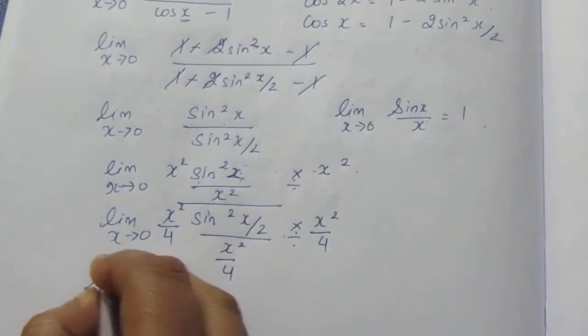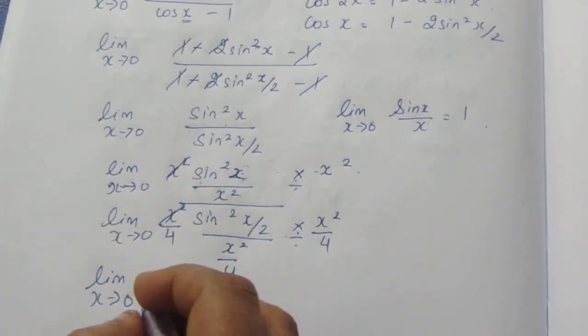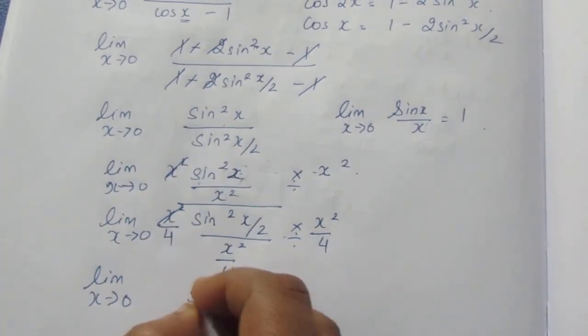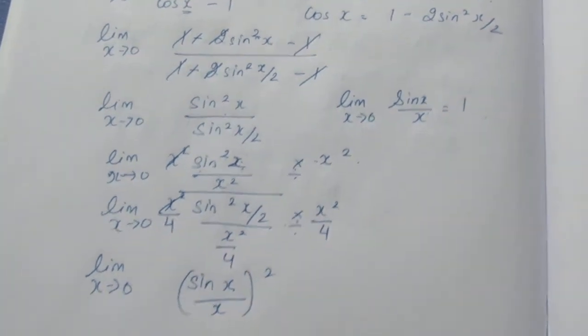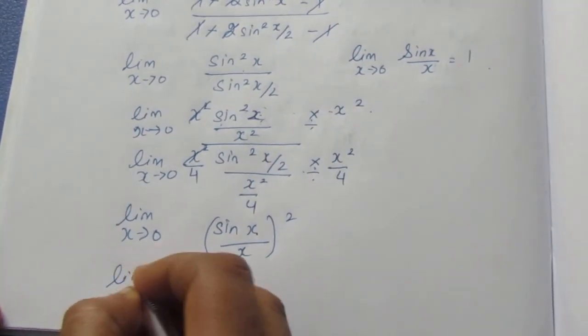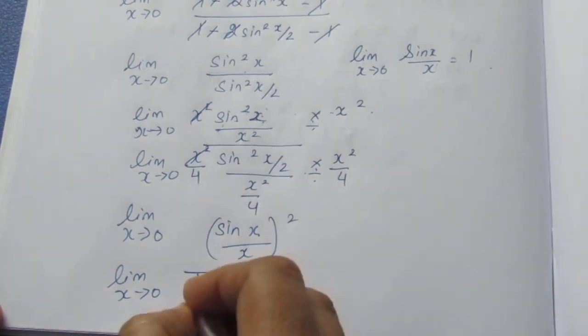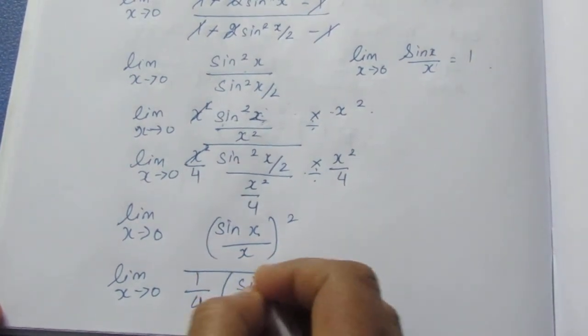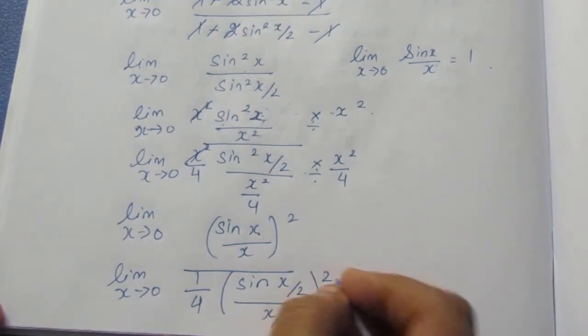Now this is nothing but limit x tends to 0. This x square gets cancelled. Here it becomes sine x by x the whole square. I have not changed anything. I have just taken the square common outside. Here the limit x tends to 0, 1 by 4 into sine x by 2 by x by 2 the whole square.